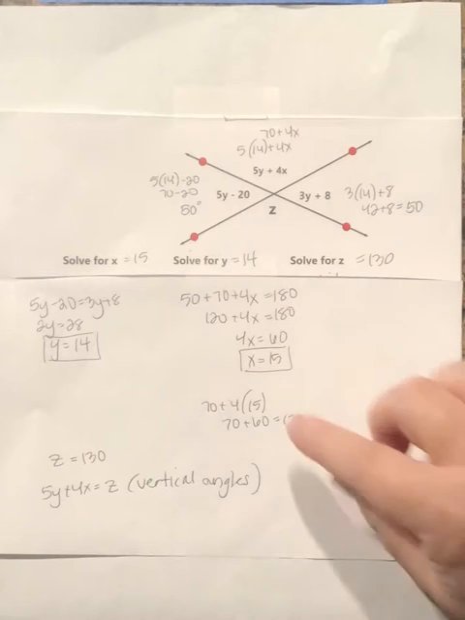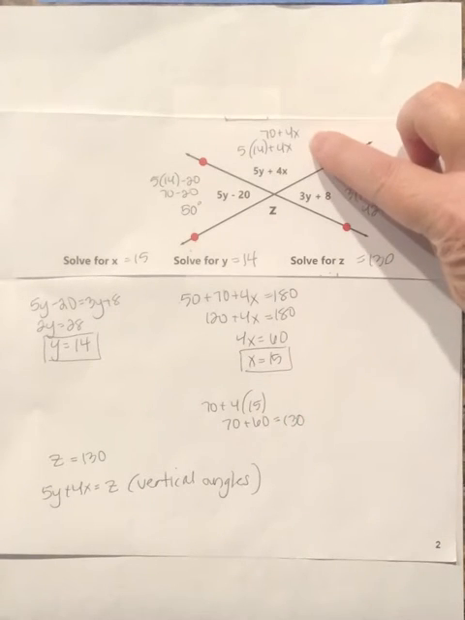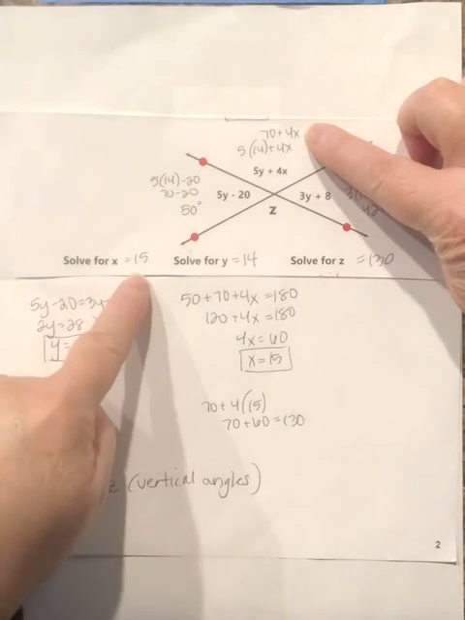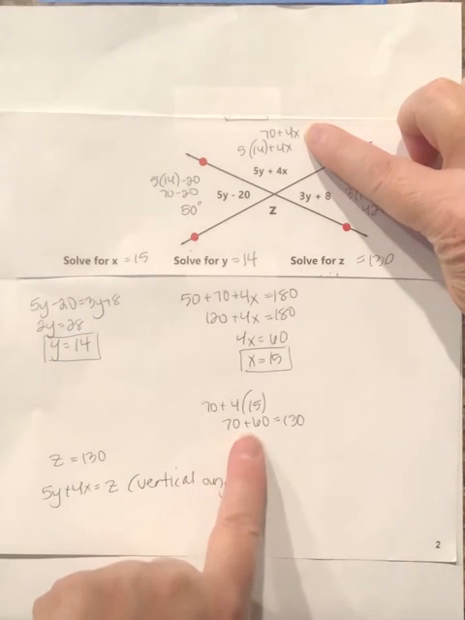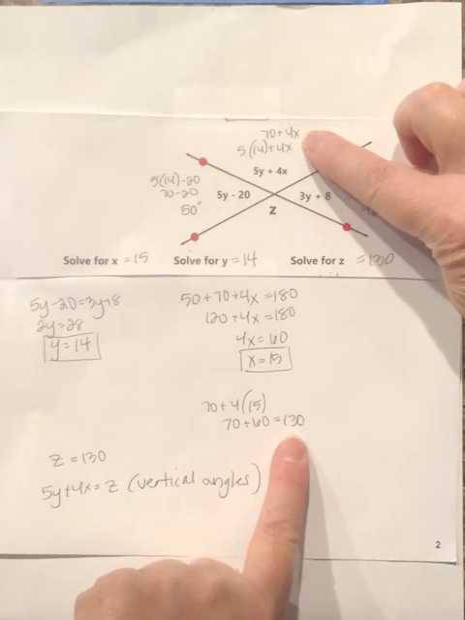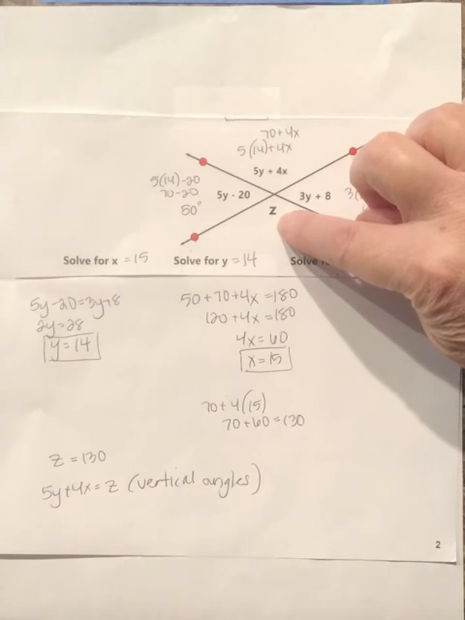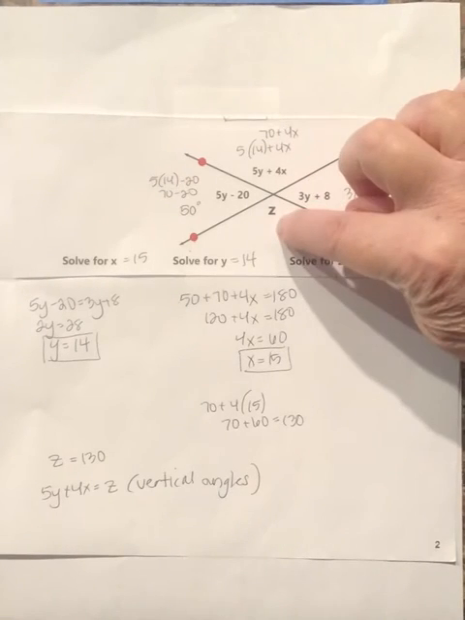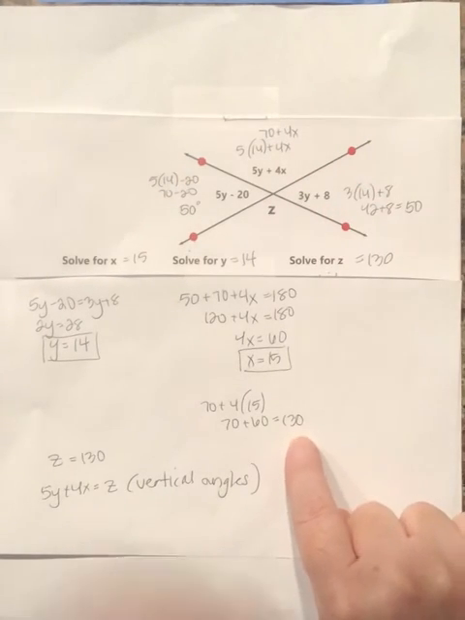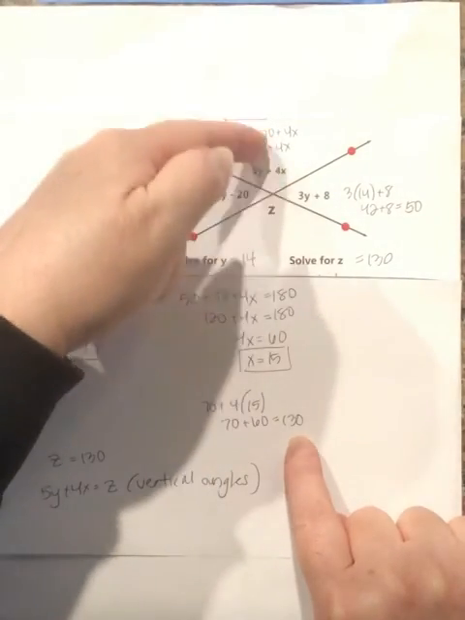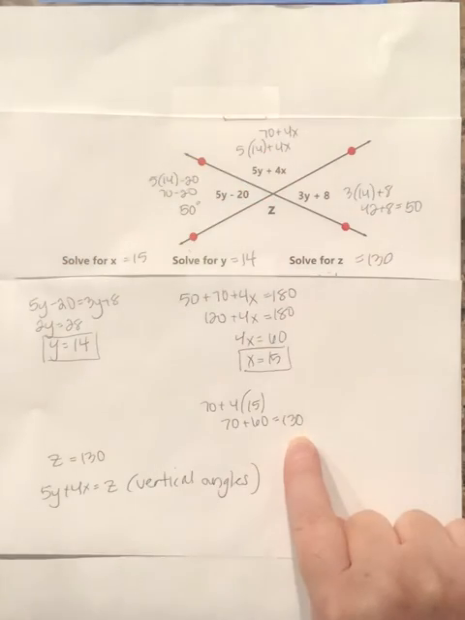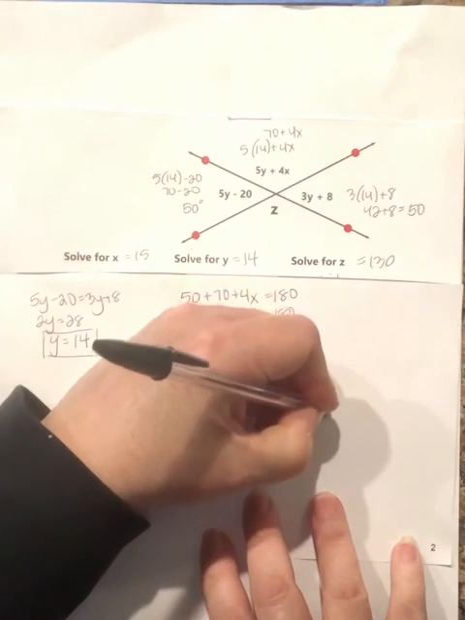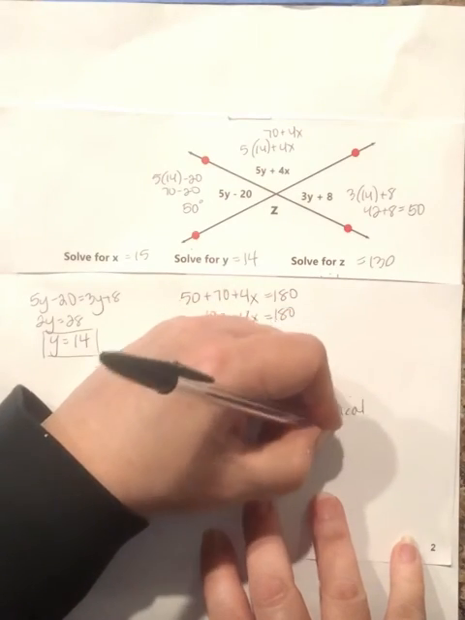So I could look at this, 70 plus 4x, substitute in 15, and get 70 plus 60, which is 130, knowing that z is a vertical angle to this. So this was the idea of using these vertical angles to figure out the measure of z. So I'll mark that down, vertical angles.